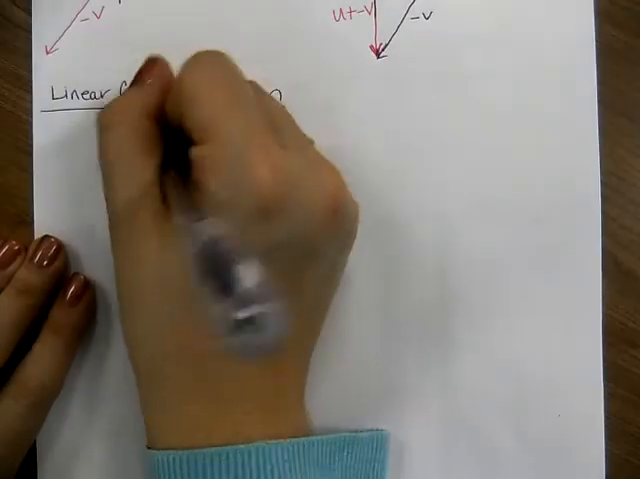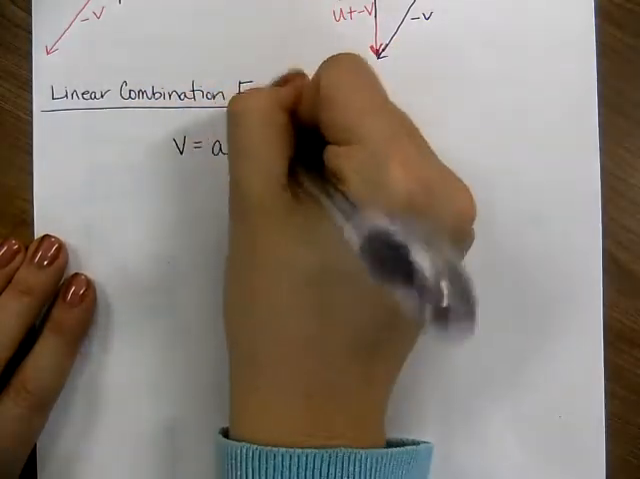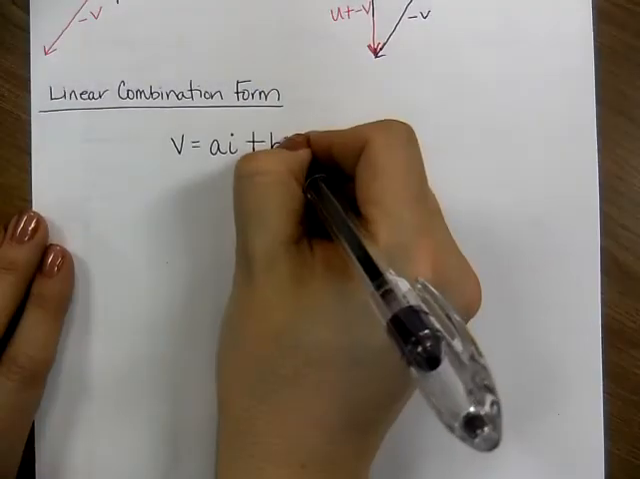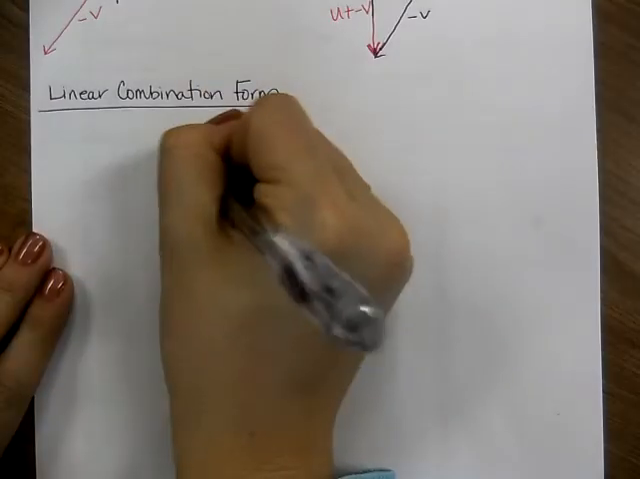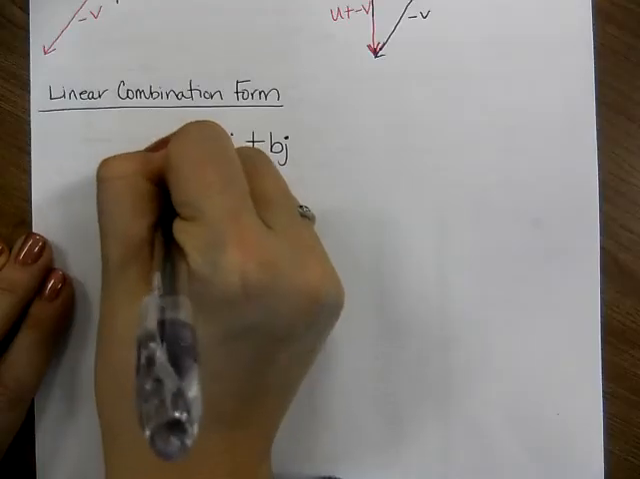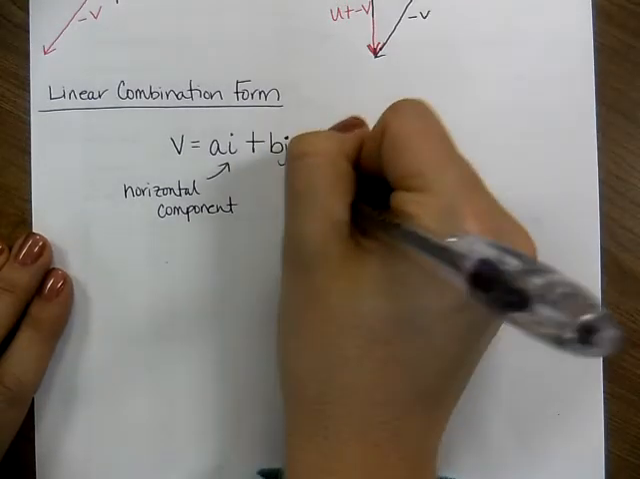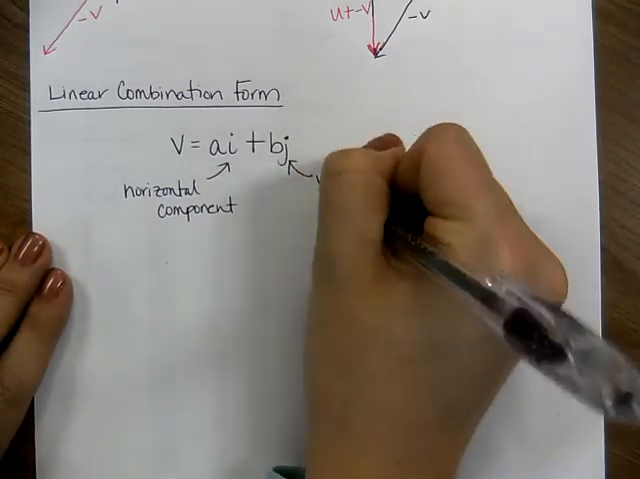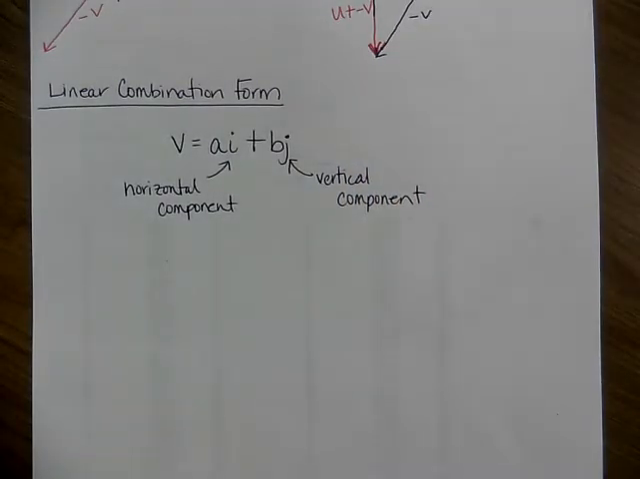Okay, so linear combination looks like this. V equals A times little i plus B times little j. This i and j represent the horizontal component and the vertical component. So this is the horizontal, and this is the vertical component. When you write your vector in linear combination form, you're always going to have an i and a j in that form. The only thing that's going to change is the A and the B. All right? So we're going to look at an example of this.